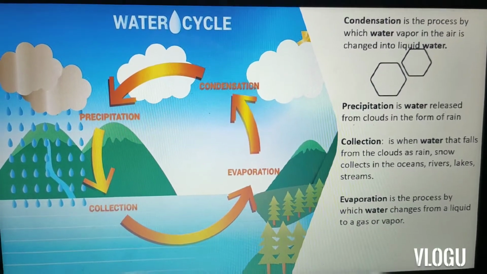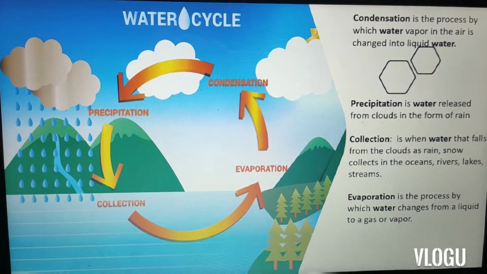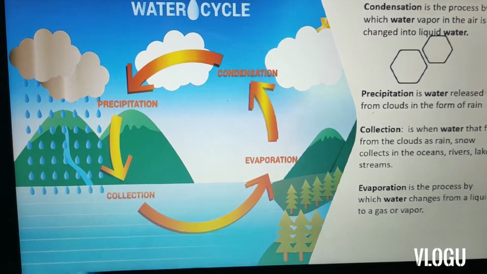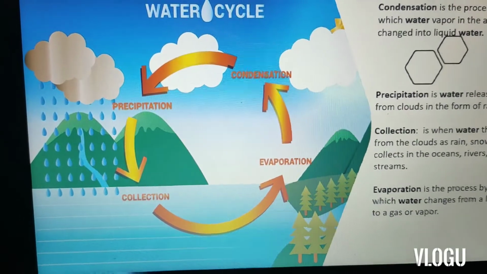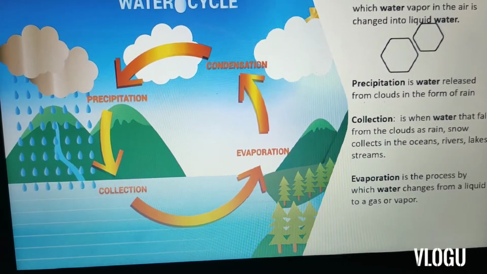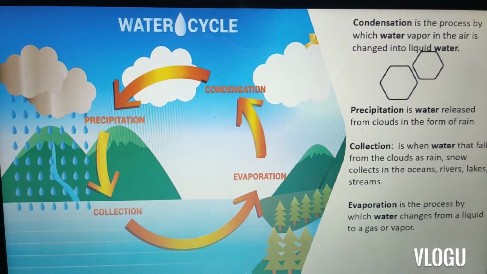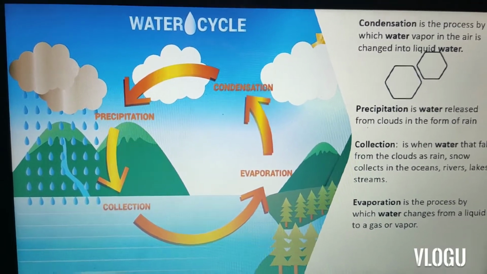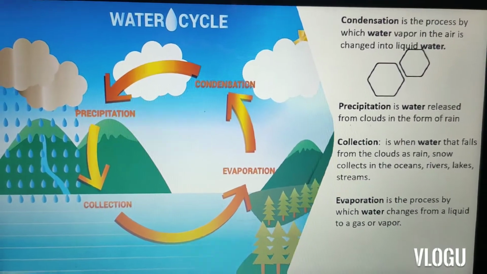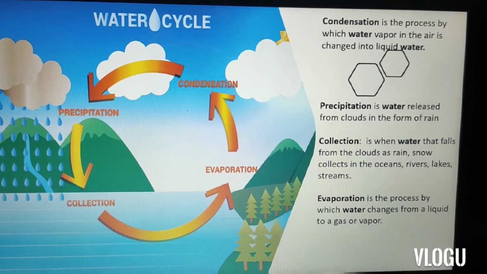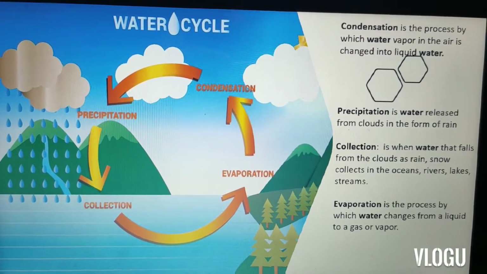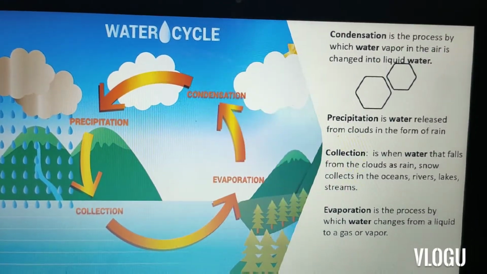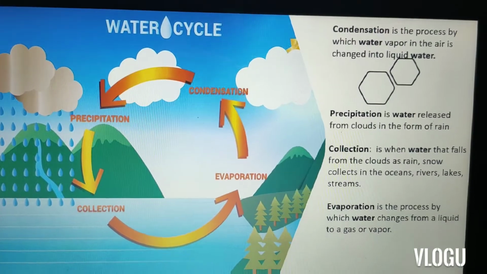What about collection? Collection is when water falls from the clouds as rain, snow, and that is the one that flows in the ocean, rivers, lakes, and streams. So that is when water that falls from the clouds as rain is called collection. That means this is the water that runs in the rivers, oceans, lakes, and streams. Now what about evaporation? Evaporation is the process by which water changes from a liquid to a gas or vapor.